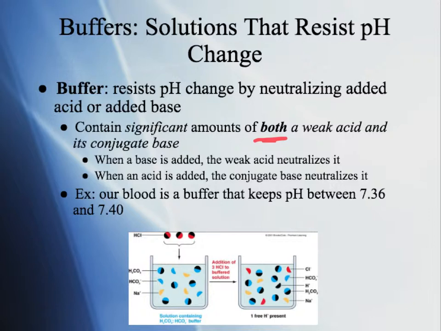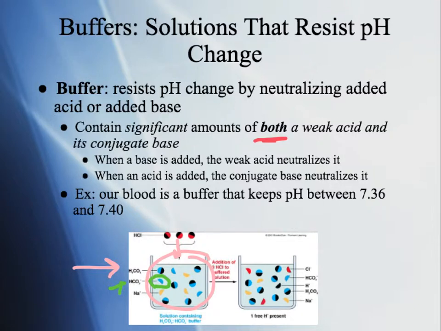All right, so that's kind of what we see here in this bottom picture. So here we've got a buffer solution. Okay, and if we add HCl to it, what's going to happen is that this buffer solution, the conjugate base, these little guys right here, which are bicarbonate pieces, are going to be able to neutralize the HCl by breaking it apart and holding on to the hydrogen. Okay, so we can see that over here.